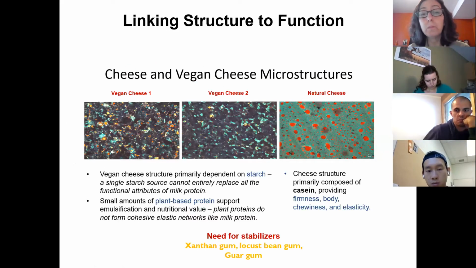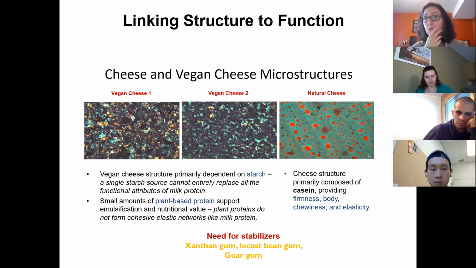So protein-protein interaction is important when we talk about a very common market trend now, which is cheese alternatives, so plant-based cheeses. So you really want to form this gel-like strong texture of a cheese, and plant proteins don't form that.